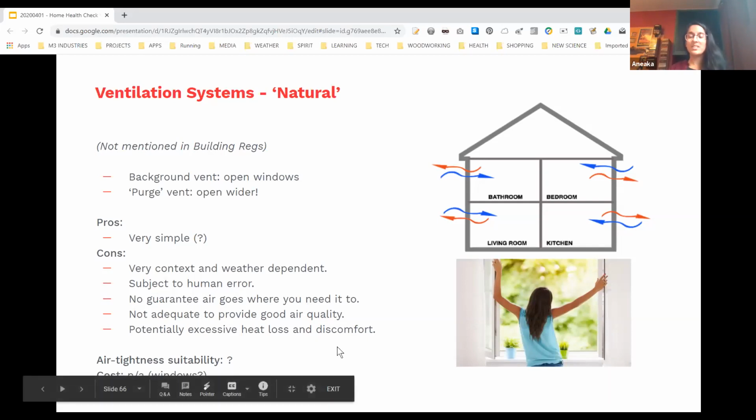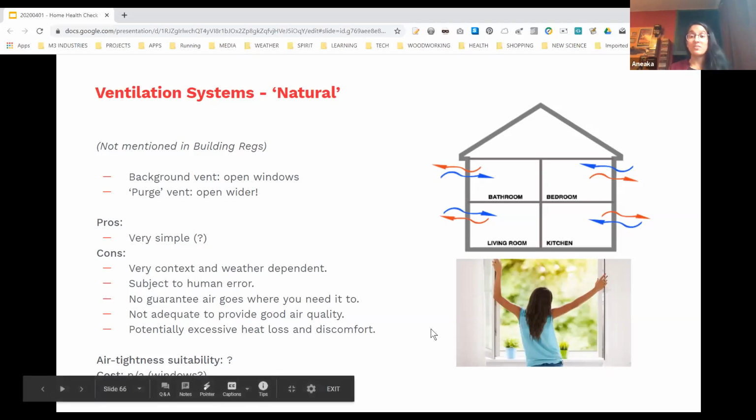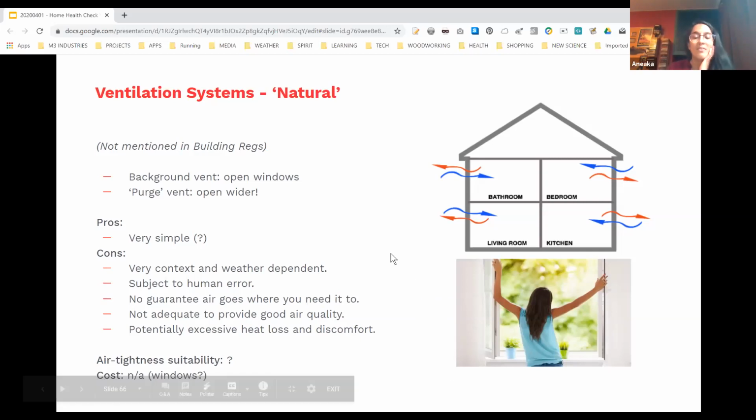There's no guarantee that you're actually ventilating your whole house, or that there are parts that you're missing. So it's not really adequate in terms of providing good air quality. And also you're probably losing a lot of heat and making your home quite cold, which again, as we talked about earlier, you'll have issues with mold and other types of issues.